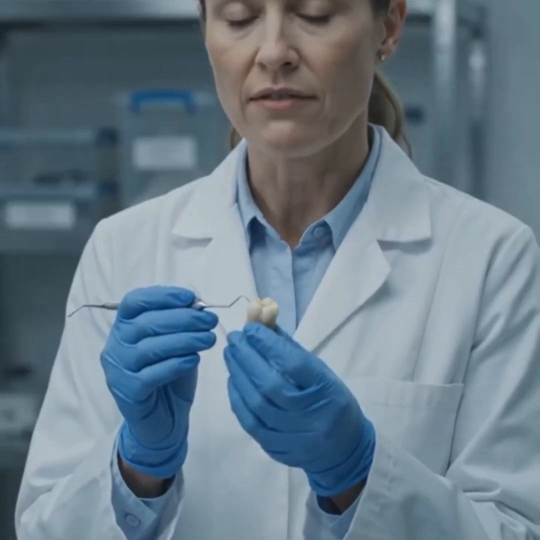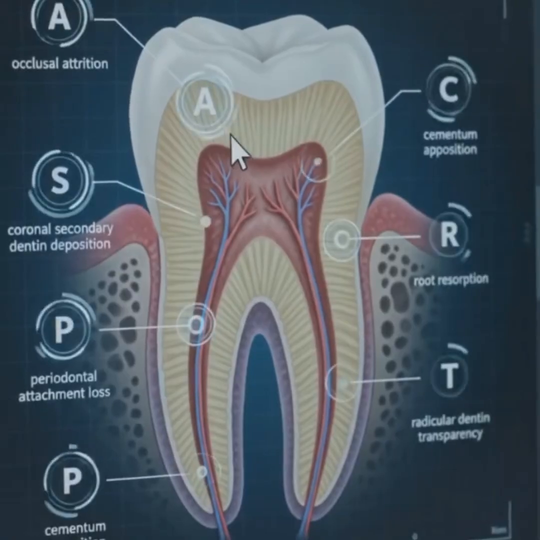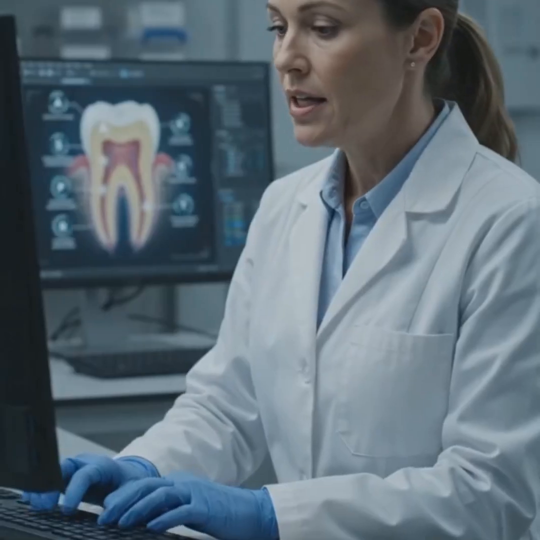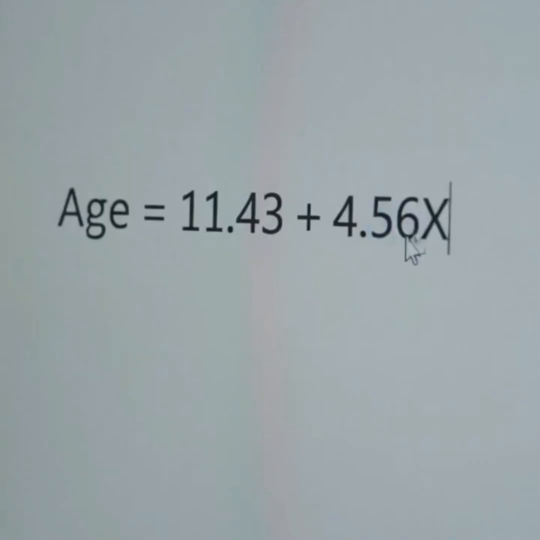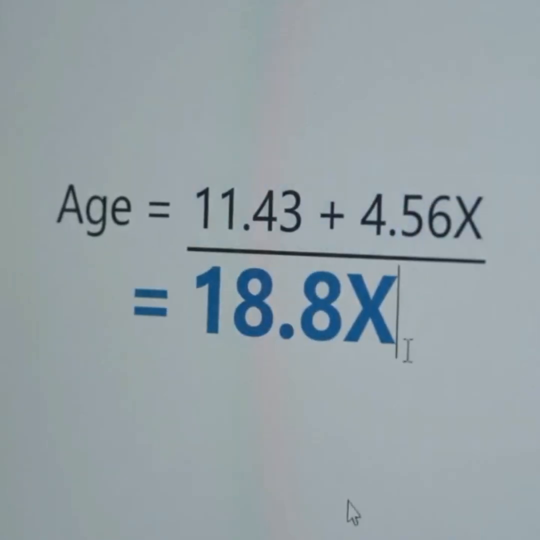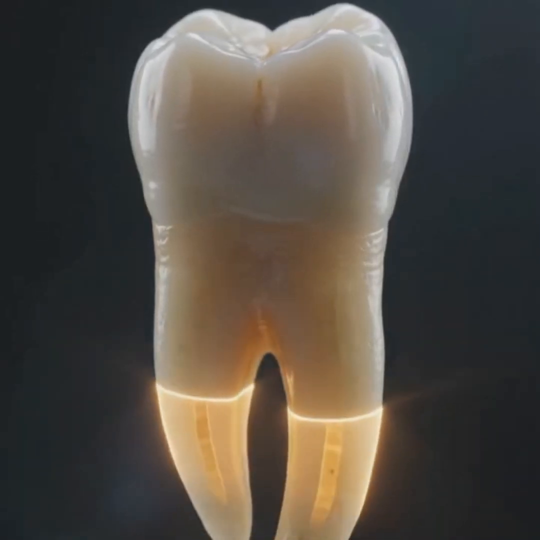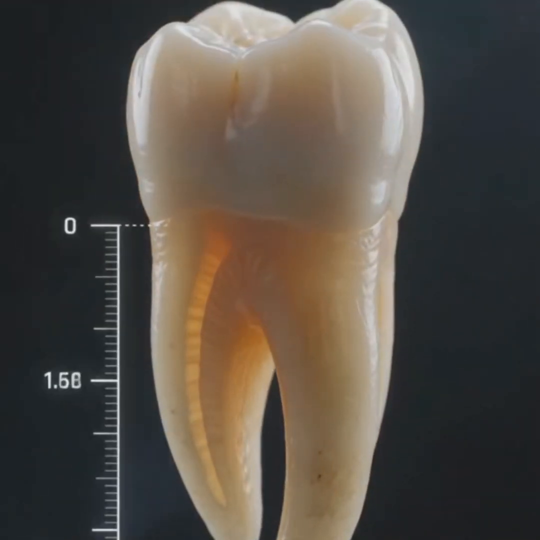The Gustafson method evaluates 6 dental criteria. Each is scored on a 0 to 4 scale. The sum is entered into a regression formula. This gives us a precise age estimate. It measures deposits moving from the apex.